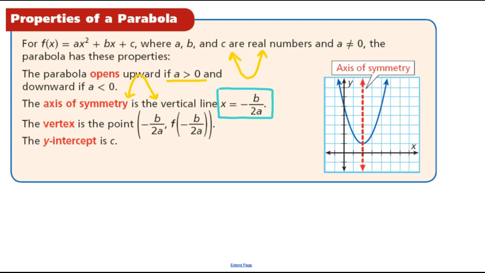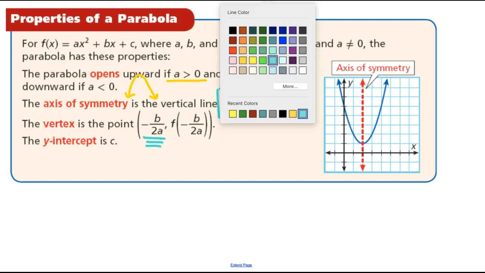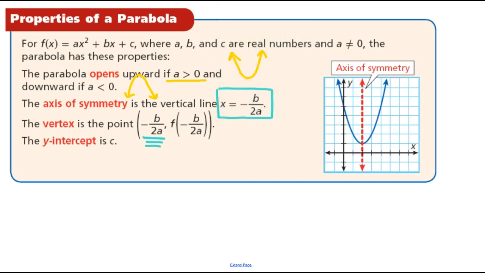And so because that's the axis of symmetry, then that's also the x value of your vertex. And then if you want to find the y value of your vertex, then you just evaluate f of negative b over 2a, and that is essentially your y value. So you have your x value of your vertex, you have your y value of your vertex. Your y value is evaluated when you plug x in.